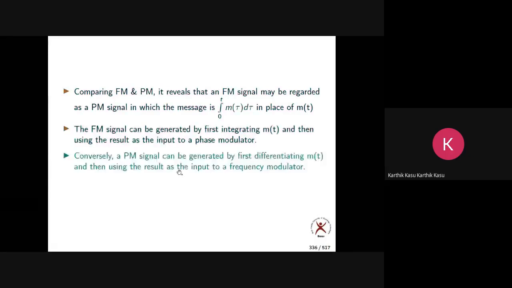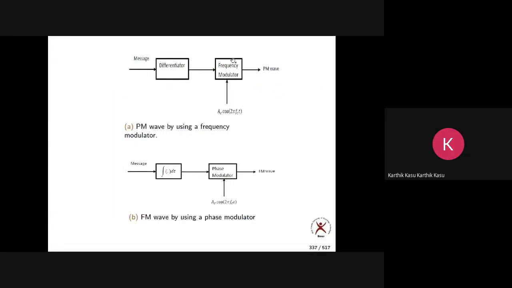I told you yesterday also, suppose this is a frequency modulator. We are giving a carrier Ac cos 2 pi fct, that is an unmodulated carrier, or pure carrier. So to this frequency modulator, what is the input we are giving? The message signal after passing through what? A differentiator, which means the input to this frequency modulator is m dash of t. Then what happens?